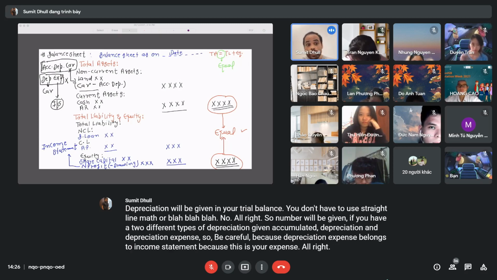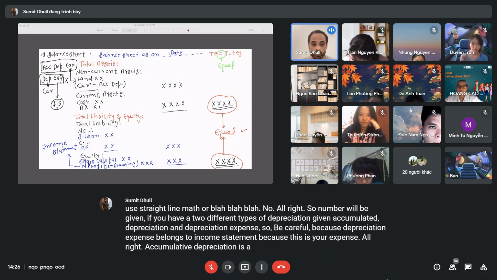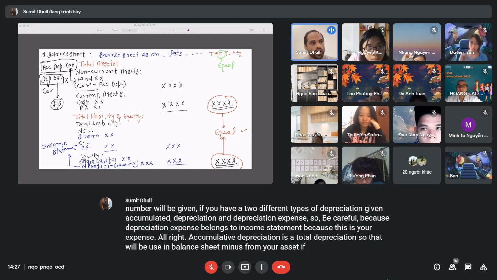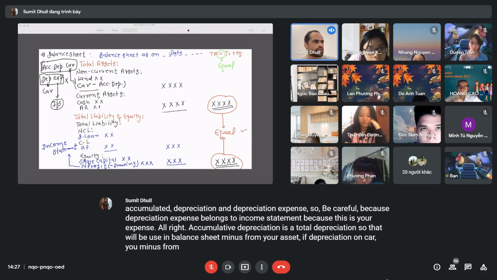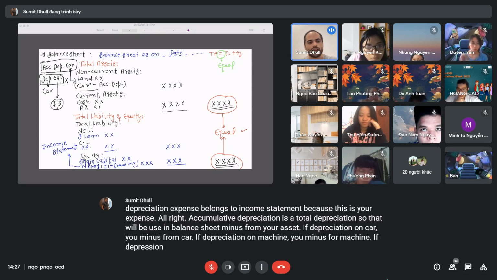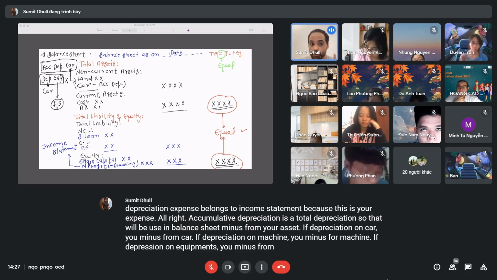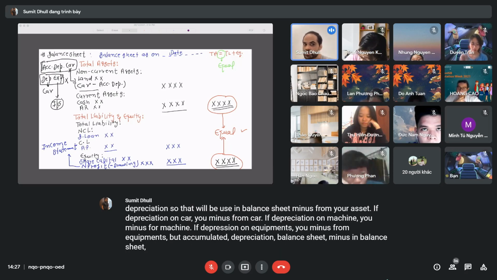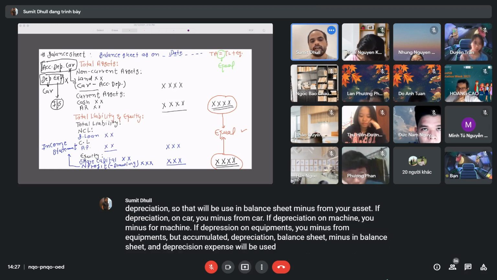All right. Accumulated depreciation is the total depreciation, so that will be used in the balance sheet, minus from your asset. If depreciation on car, you minus from car. If depreciation on machine, you minus from machine. If depreciation on equipment, you minus from equipment. Accumulated depreciation is minus in the balance sheet, and depreciation expense will be used in the income statement.